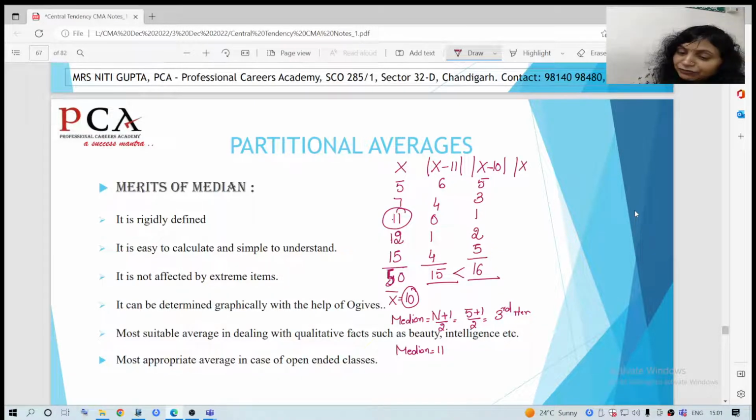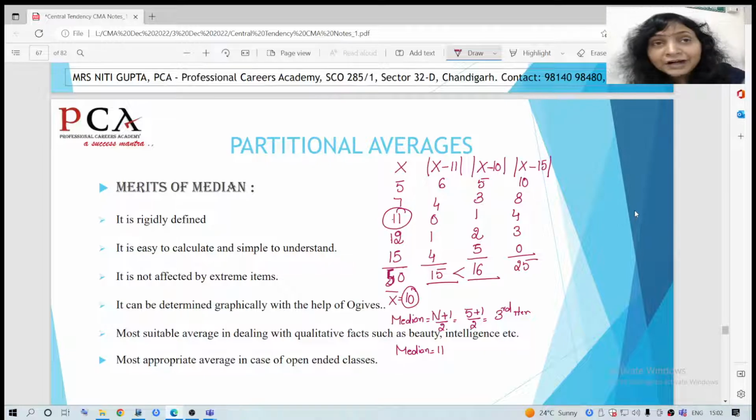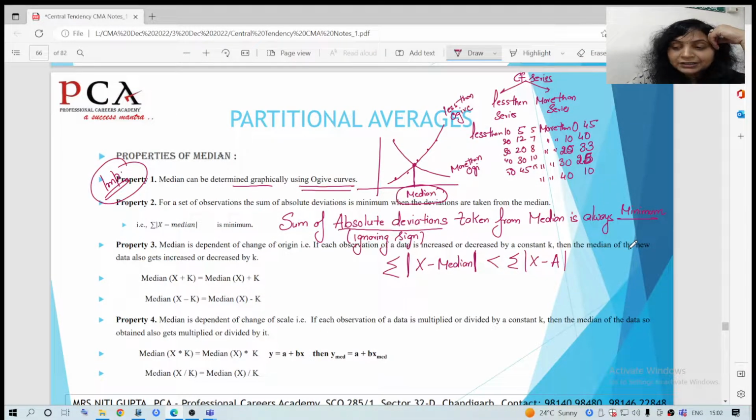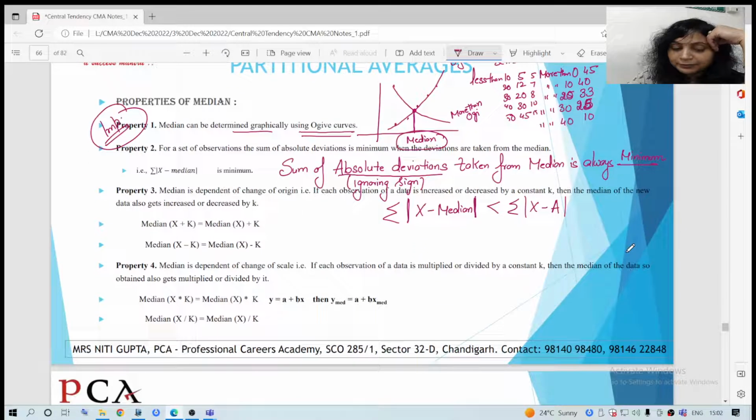Now take it from any assumed mean. Let's say we take it from 15. So 5 minus 15 is 10, 7 minus 15 is 8, 11 minus 15 is 4, 12 minus 15 is 3, and 0. So this is 25. Whatever value we take the absolute deviation from, apart from median, the sum is always greater than when we take it from median. So this is your second property: the sum of absolute deviations taken from median is always minimum.